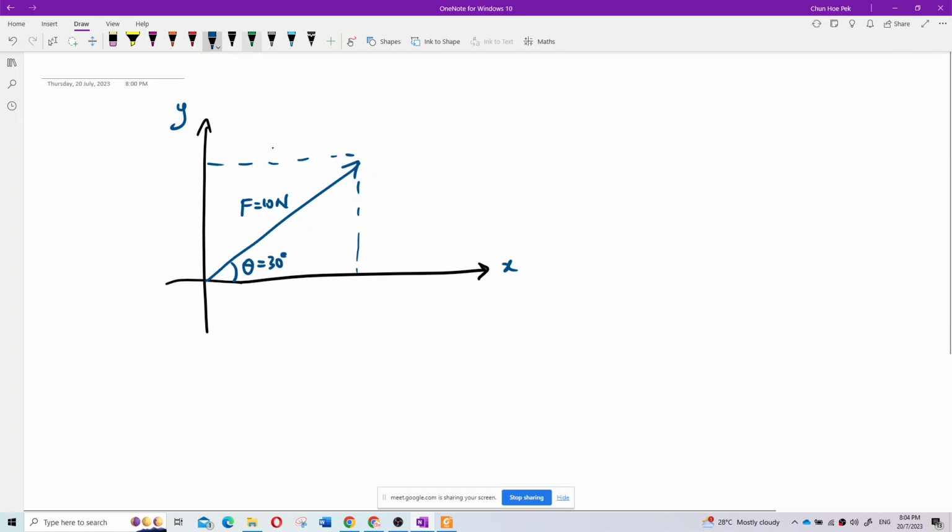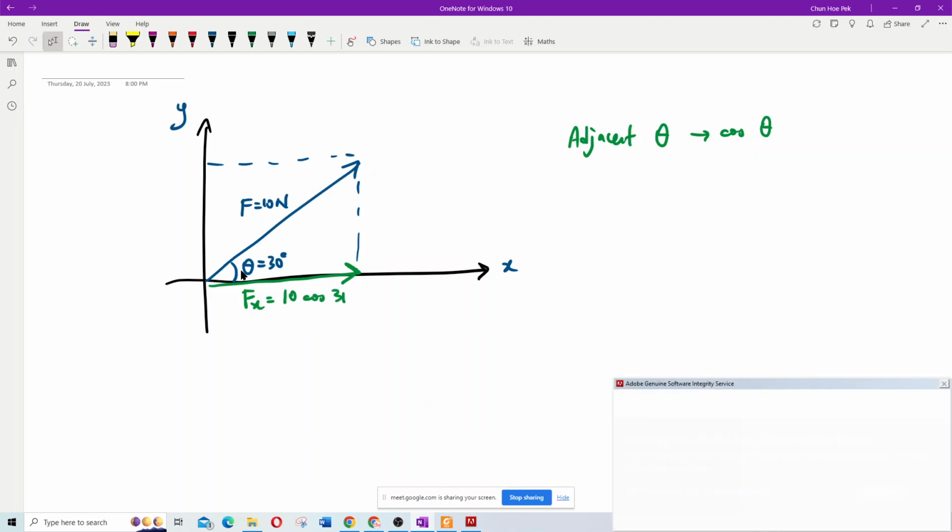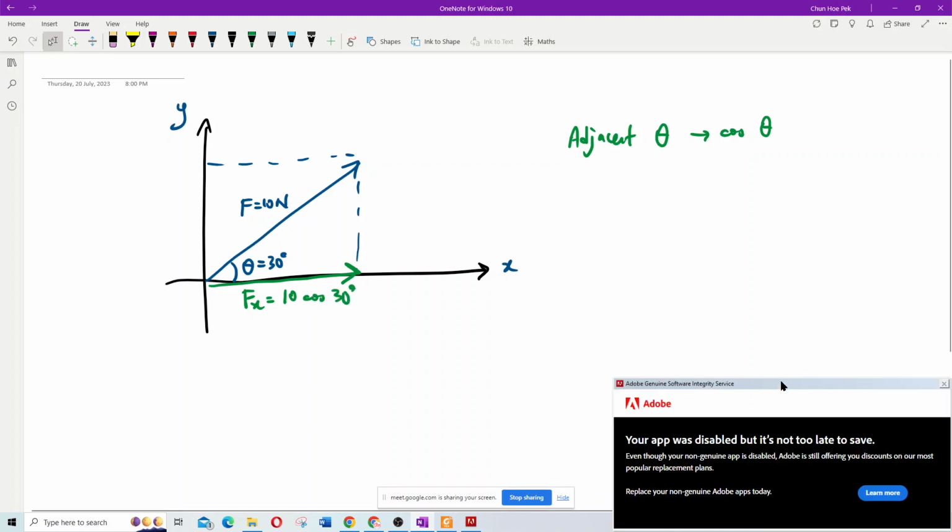To resolve the vector, remember we use the mantra. Adjacent to the angle theta, we always use cos theta. For example, this component is adjacent to the angle theta, so it uses cos theta. So Fx equals 10 cos 30 degrees.